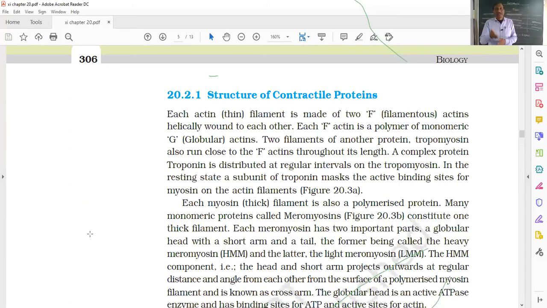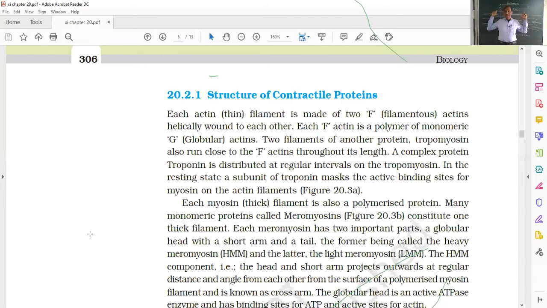So actin fiber, now let us see what is written here. The structure of contractile protein. Contractile proteins are those proteins which have an ability to shrink. They have the ability to contract. They have an ability of elasticity, so they can shorten. Okay, remember, muscle can only shorten from their normal position. They cannot expand. Muscles cannot expand. Muscle can only be shortened from their original position.